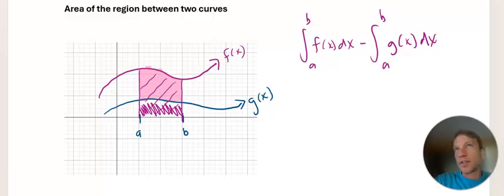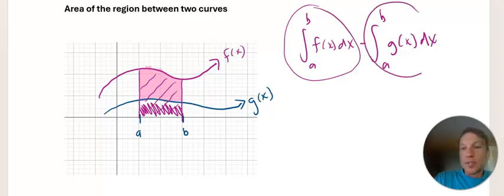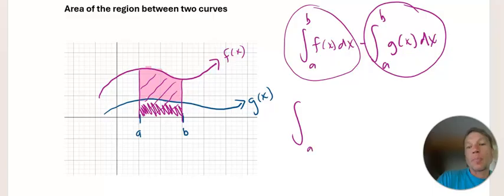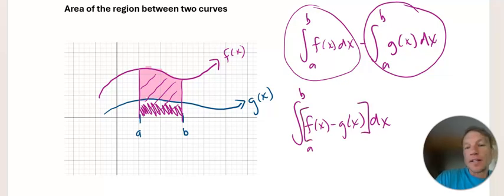Because this represents the area under F, this represents the area under G. If you subtract the area under G from the area under F, you get the area between the two curves, right? So we know our properties of integration allow us to write this as a single integral, and I am done. That's the formulation for area between two curves.